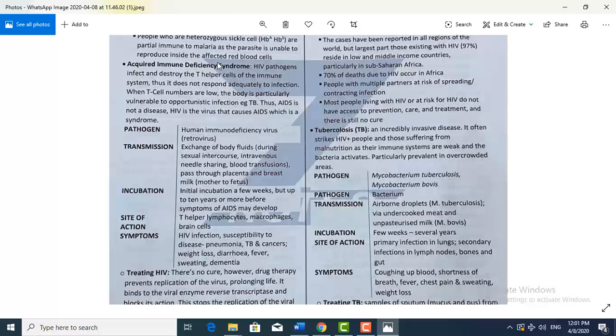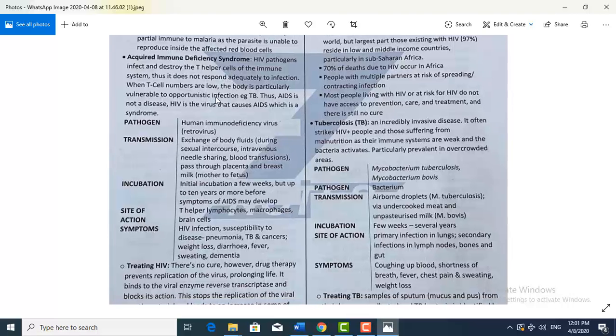Acquired immune deficiency syndrome, which is caused by HIV. The pathogens infect and destroy the T helper cells of the immune system, thus it does not respond adequately to infection. When I'm talking about HIV and AIDS, as we all know, the main pathogen here is actually a virus, and the routes by which it transmits from one person to another are not just important, you need to take precautions about that.